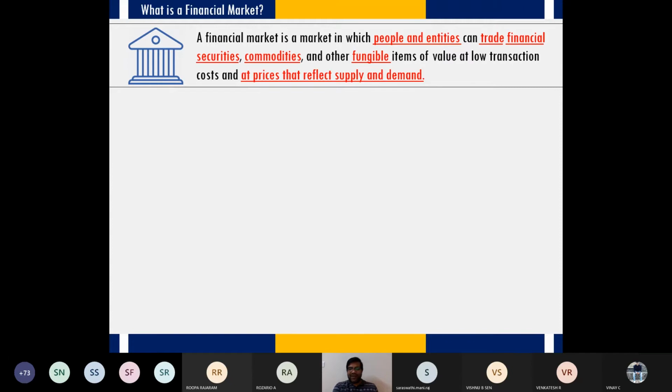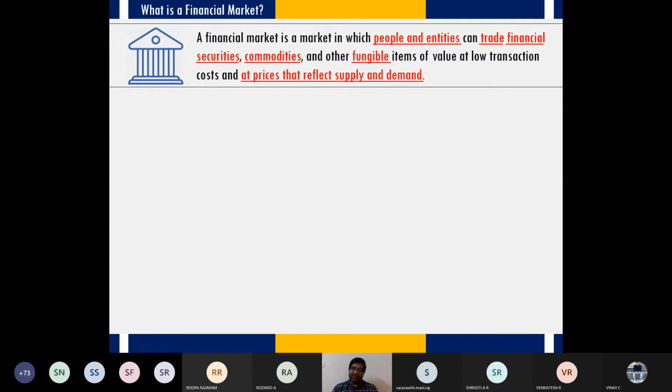So when we say trade, it primarily means buying and selling. So what do these entities and people buy and sell? Point number one, they buy and sell financial securities. Second, they also trade in commodities. And third, fungible items. So now we have to understand these three terms.